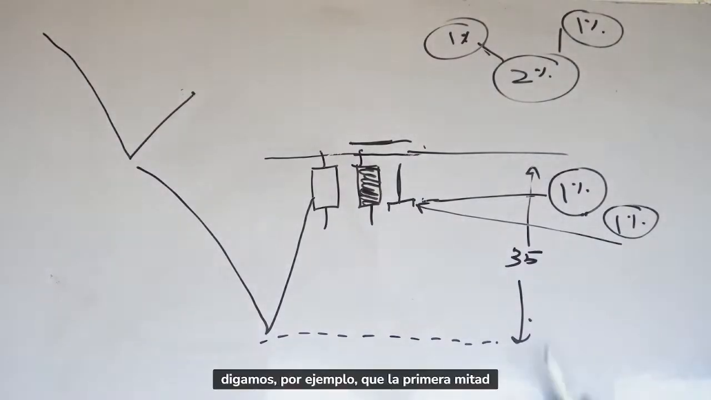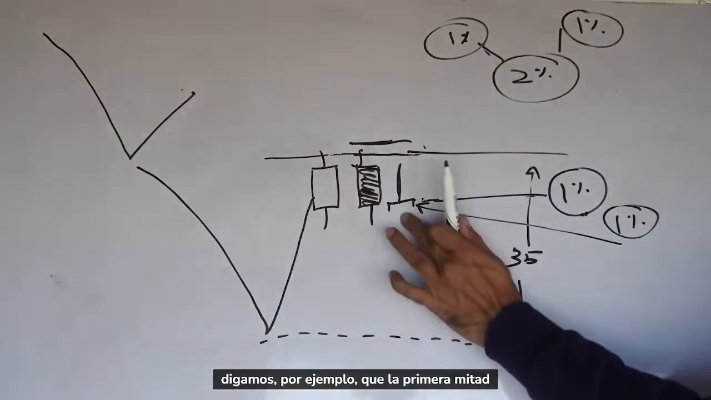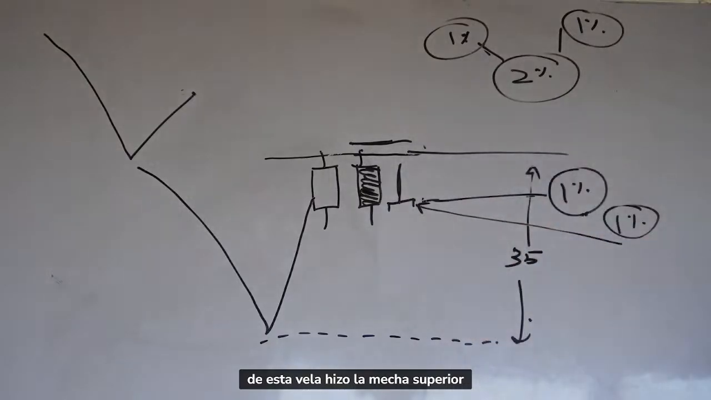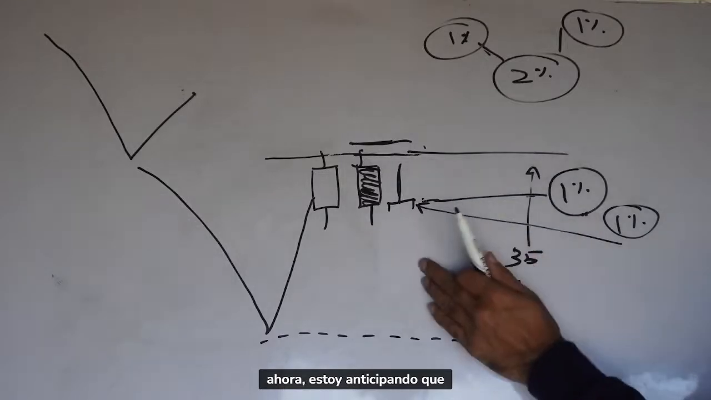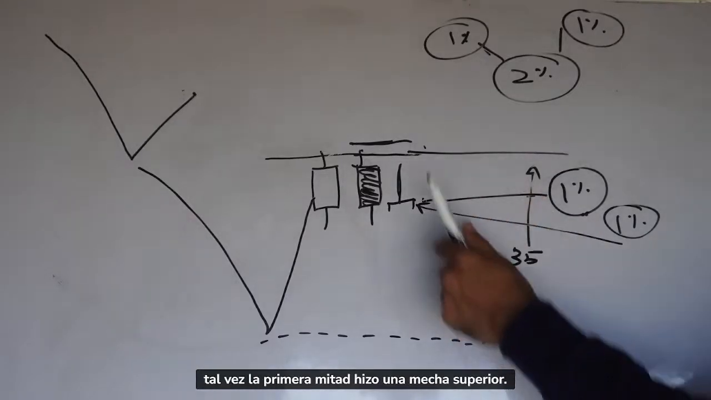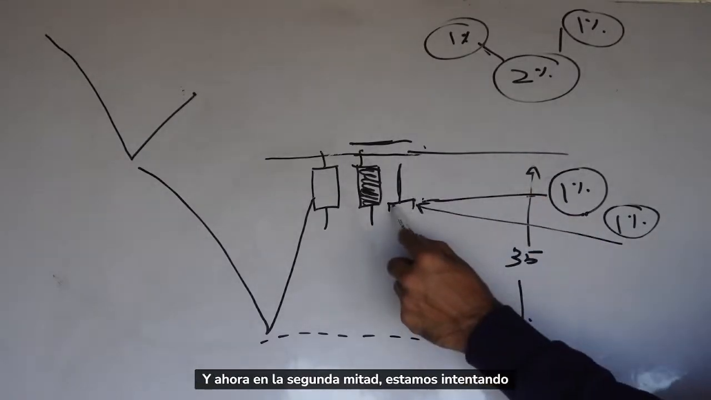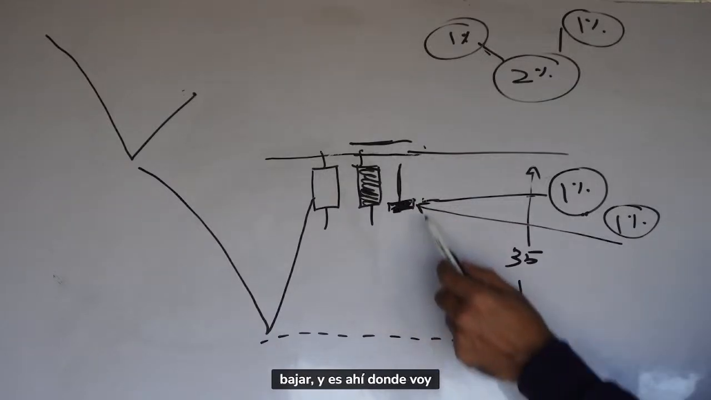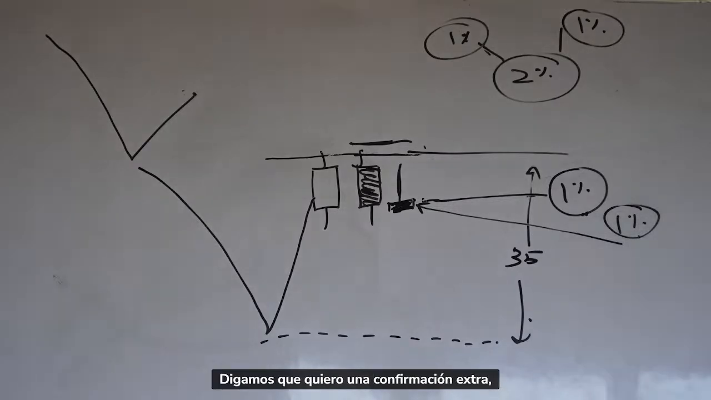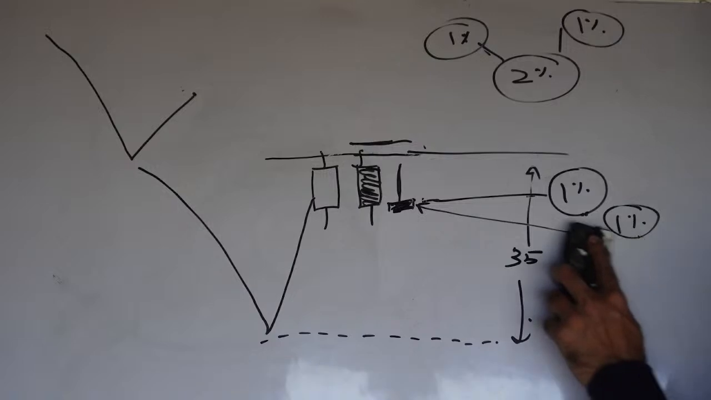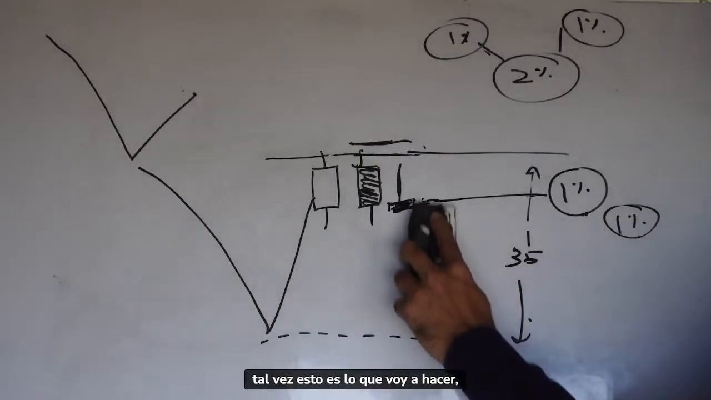to be, let's say, for example, that the first half of this candle made the top wick. Right? And if it starts to go down in the second half, now I'm anticipating that, okay, maybe the first half made a top wick, and now in the second half, we're trying to go down, and that's where I'm going to enter the second position. Right? Now, let's say that I want some extra confirmation, maybe this is what I'm going to do.